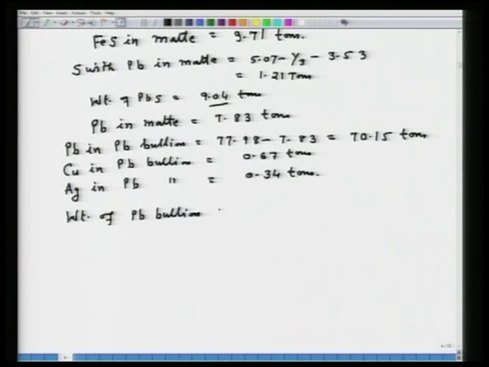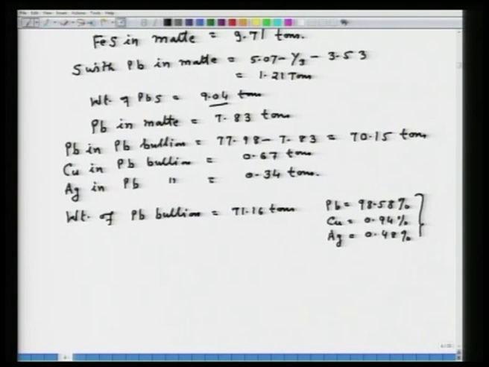So, now I can calculate the weight of lead bullion. I have to sum total, and that will be equal to 71.16 tons, and we can just calculate the percent. So, lead will be 98.58%, copper 0.94%, and silver 0.48%. This is just the percentage-wise composition of the lead bullion. Now, we can calculate the weight of mat, that is equal to 20.42 tons.